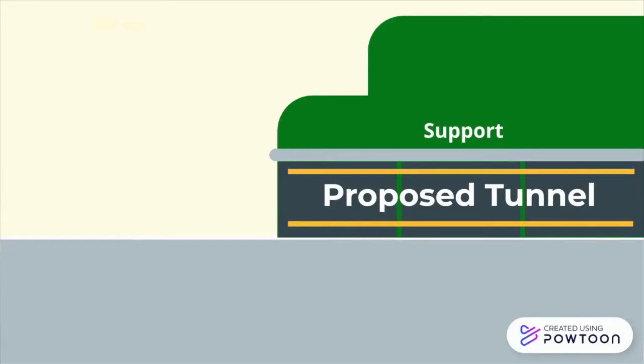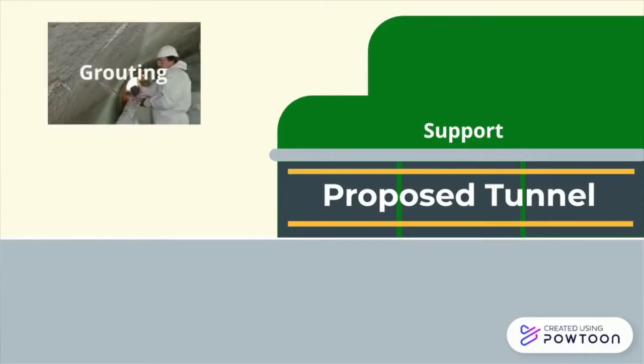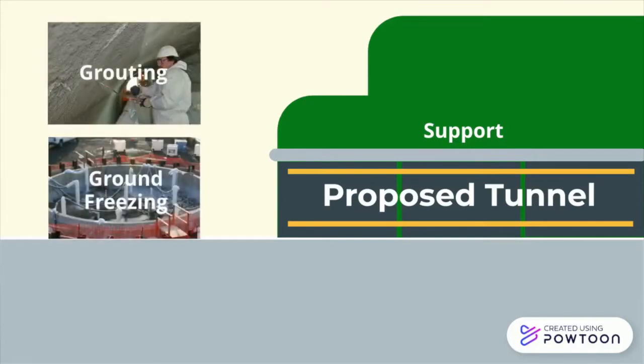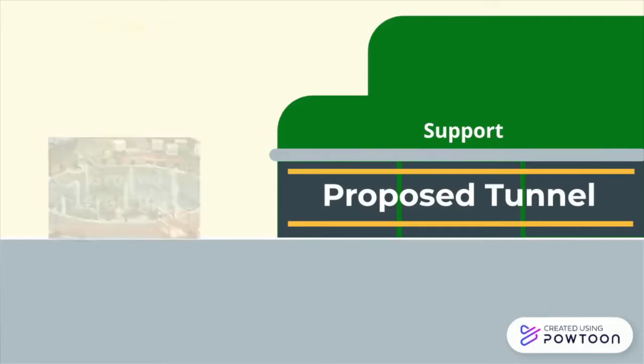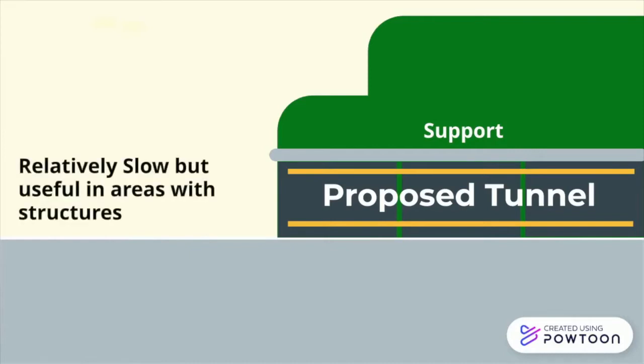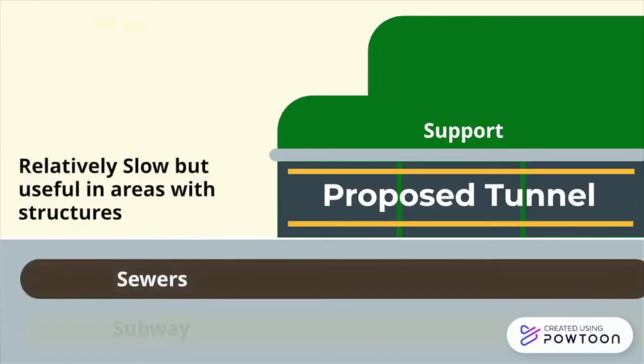Another process relates to ground modifications such as grouting and ground freezing, which is also common with this method in order to stabilize the soil for tunneling. This method is relatively slow but useful in areas where structures such as sewers or subways could not be relocated.